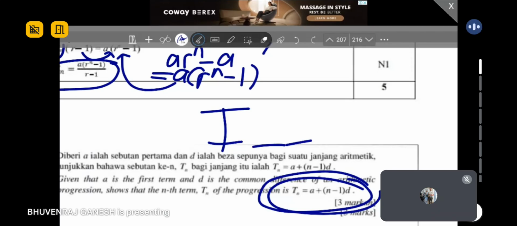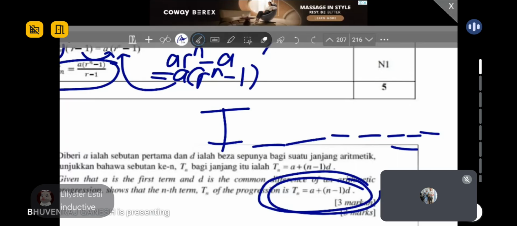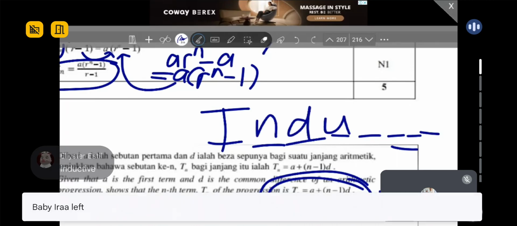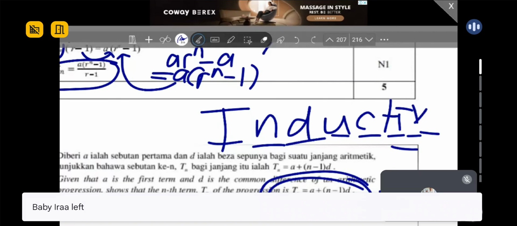I. Now we start to play hangman already lah, guys. One by one, you guys gonna get hang. Next letter. Okay, very good. First step, first answer itself correct. Yes, it's inductive also, guys.